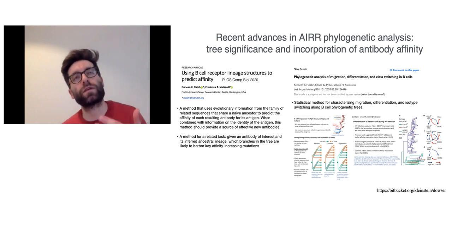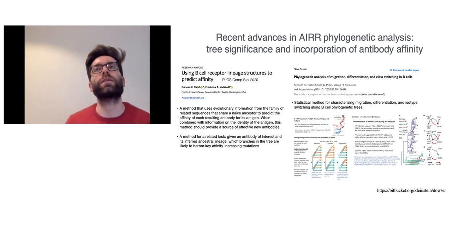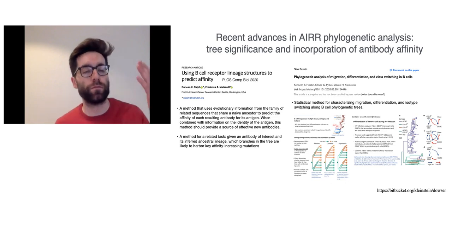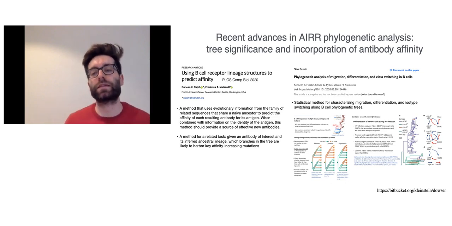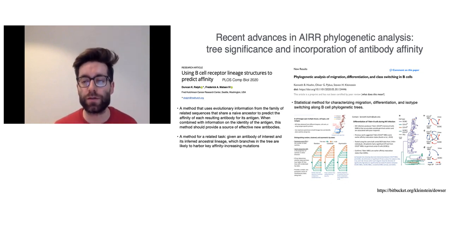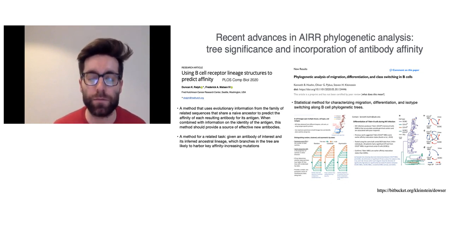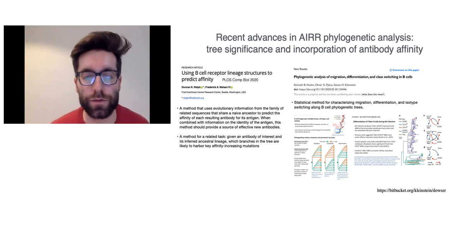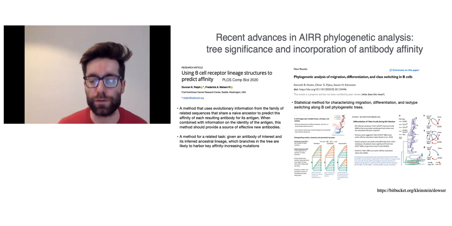So for example, then you can see how often I see that the memory B cell comes from a germinal center B cell. Is this significant or not? So this is what this package does. It's called Dowser, and it's on Bitbucket, and there are also tutorials for that. And there's a preprint also.